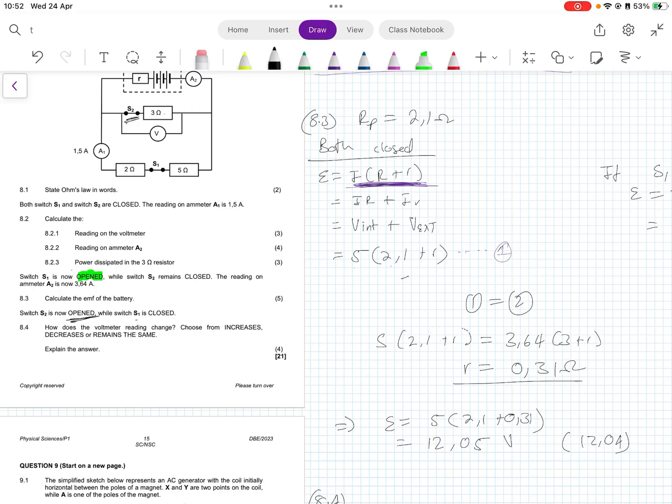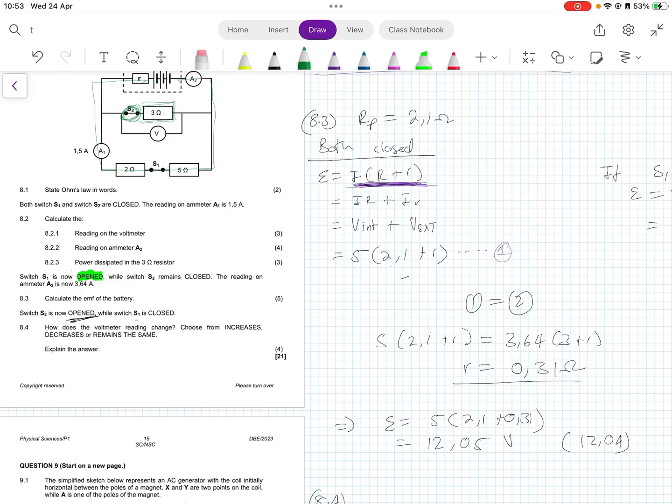Now, if switch S2 is opened, the resistance of the entire circuit increases. Why does the resistance of the entire circuit increase? Because if switch S2 is opened, it cuts off the connection of the 3 ohm resistor to the rest of the circuit, thus making the circuit a completely series connection. So that means if the total resistance of the circuit increases, then the potential difference changes.